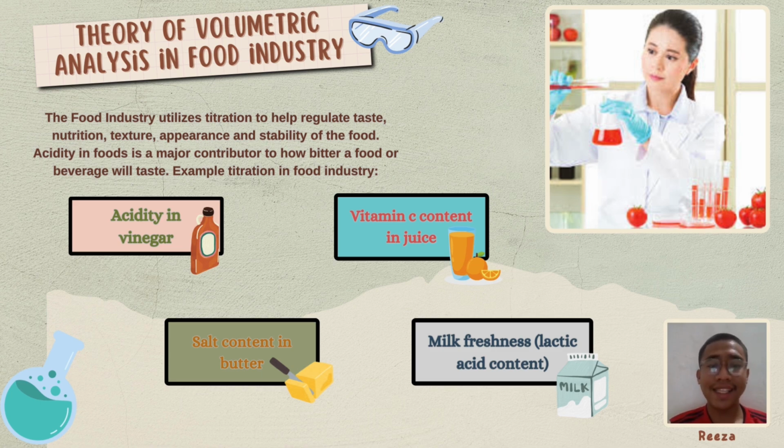The first one is acidity in vinegar. The titration method is used to determine the acetic acid content in vinegar. The second one is vitamin C content in juice. The titration method is used to measure the amount of ascorbic acid, which is vitamin C, in fruit juice. The third one is salt content in butter. The titration method is used to determine the chloride, which is salt, content in butter. And the fourth one is milk freshness. The titration method is used to assess the freshness of milk by determining its lactic acid content.